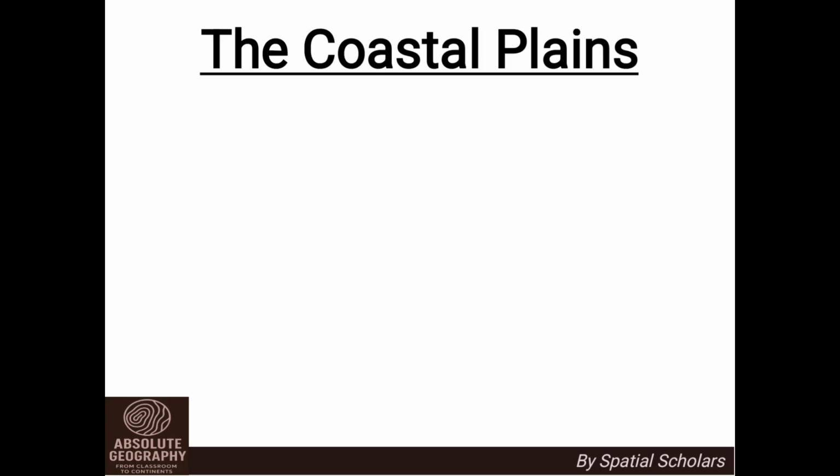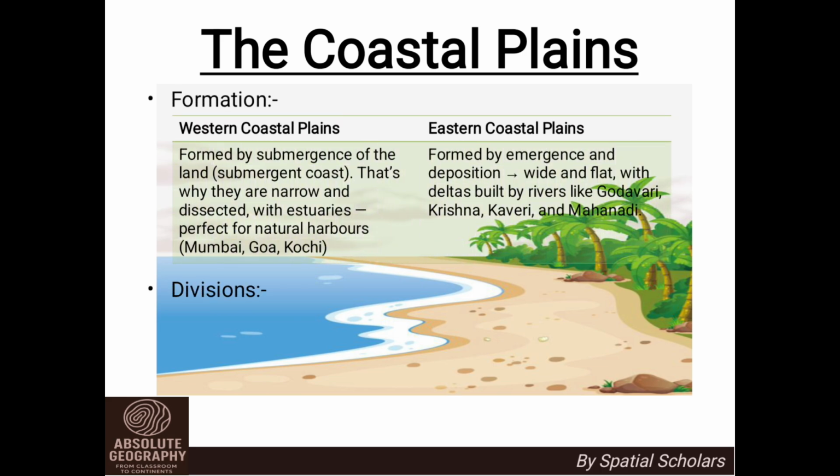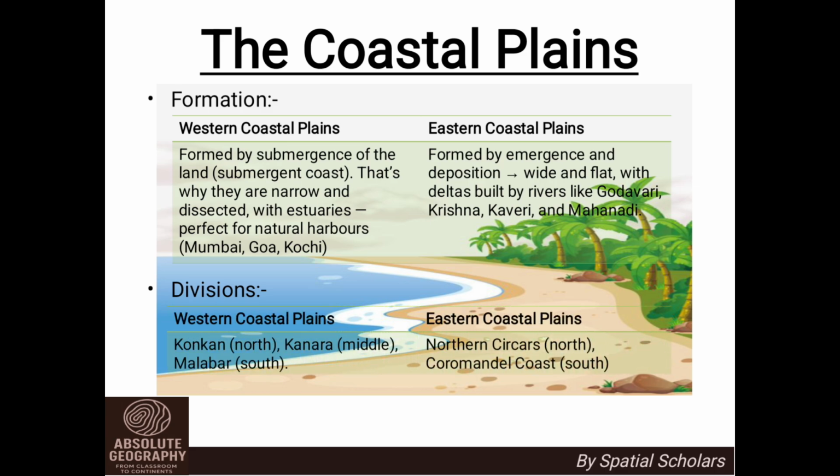Next comes the coastal plains lying along the Arabian Sea and the Bay of Bengal, extending from river Tapi to Kanyakumari in the west and from Ganga Delta to Kanyakumari in the east. Talking about the formation of these plains, western coastal plains are formed due to the submergence of land and is dissected by rivers forming estuaries. On the other hand, eastern coastal plains are the result of depositional work of rivers, creating deltas.